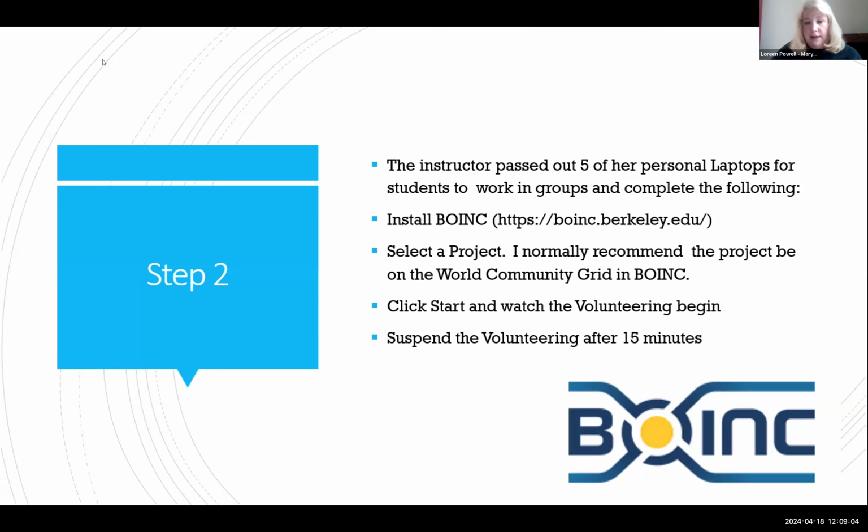They went ahead. They went out onto BOINC, which is sponsored by Berkeley University. It's an app developed by Berkeley University. Again, most of the things in the World Community Grid are always developed by universities. It's more research-based. So we went ahead and installed it. Once we installed it, again, I recommended to utilize a project on the World Community Grid. We clicked the start button. We began volunteering. After 15 minutes, we stopped volunteering.